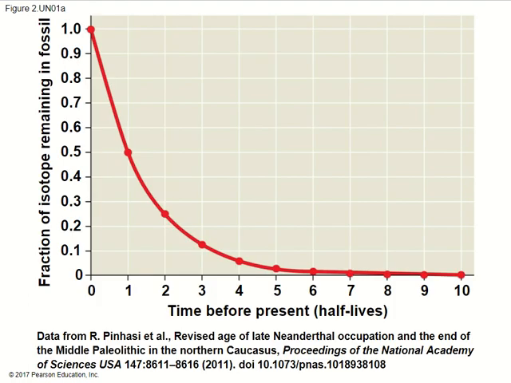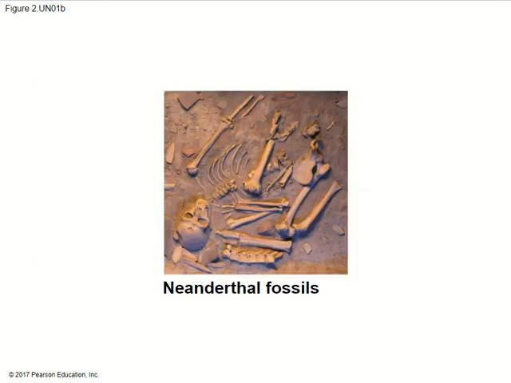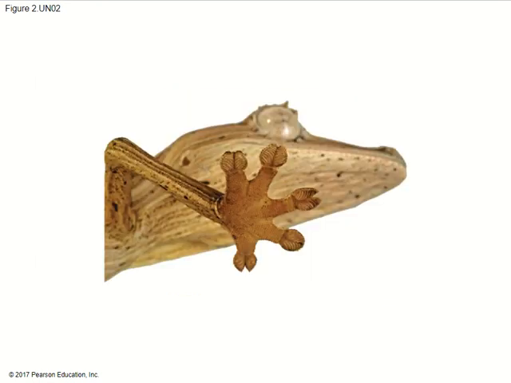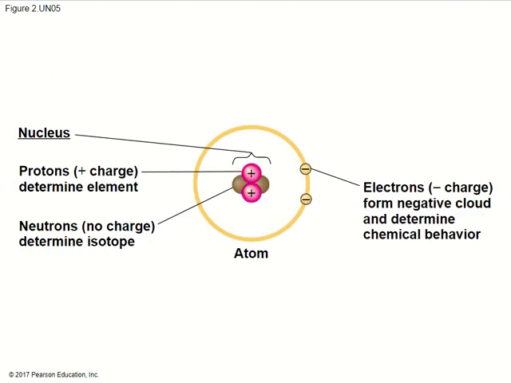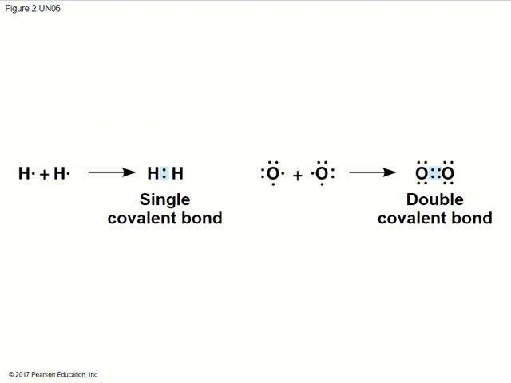What we're looking at here is just a figure of fraction of isotope remaining in fossils versus how many half-lives it might take to get to that fraction. All right, so right now we're just looking at different figures. Example of sunlight energy used. Sunlight energy is captured during photosynthesis to form chemical bonds that make glucose and molecular oxygen, which can then be used later.